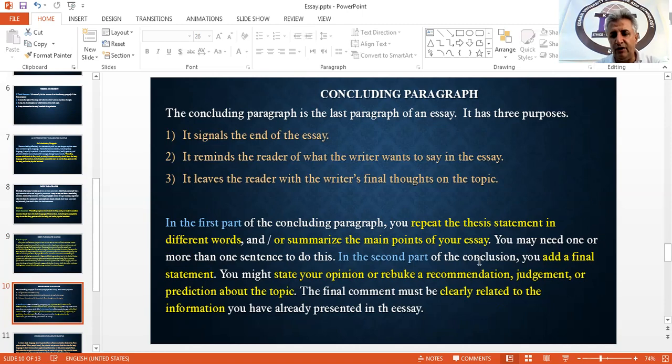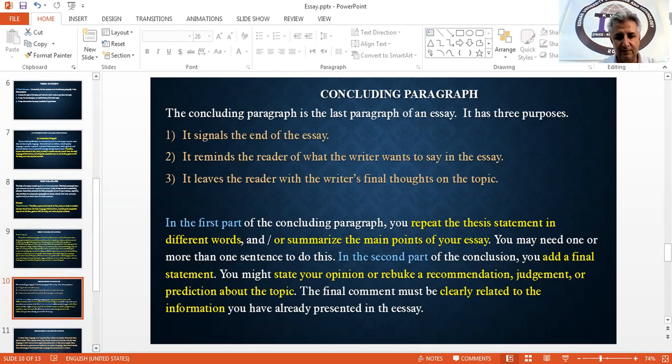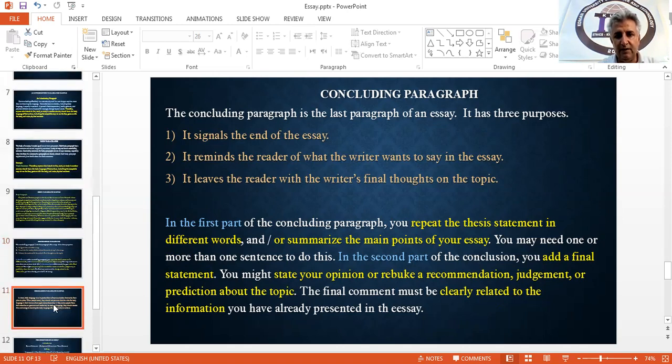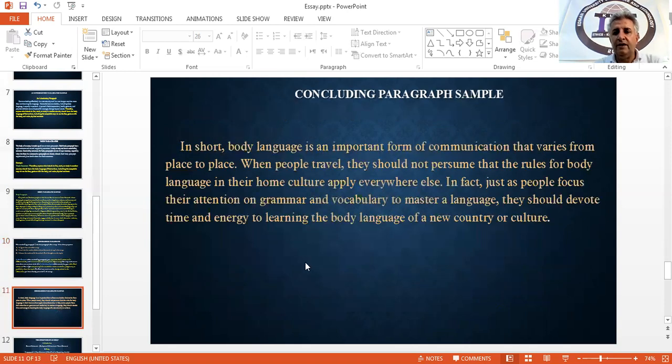But in the second part, you add a final statement. You state your opinion or make a recommendation, judgment, or prediction about the topic. And your final comment must be clearly related to the information you have already presented in the essay. And there is a sample concluding paragraph here.